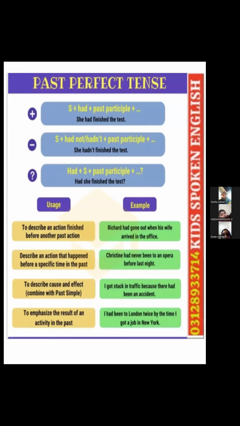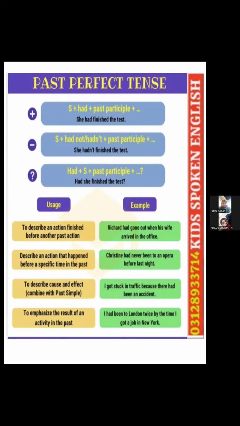Okay? So the structure is, as you know and have already studied, in the present perfect tense, subject plus have plus third form of verb plus rest of the sentence. But in the past perfect tense, we have to use subject plus had plus verb third form plus rest of the sentence. Okay? Subject plus had plus verb third form plus rest of the sentence.